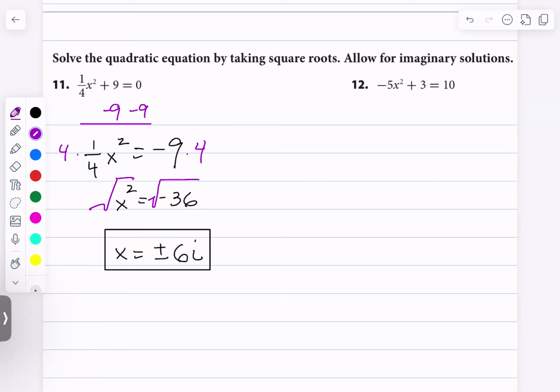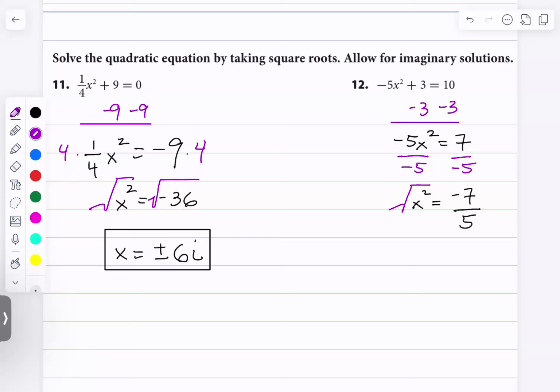Number 12. We're going to subtract 3, subtract 3. And then we're left with negative 5x squared equals 7. Divide by negative 5, divide by negative 5. x squared is going to equal, if you're dividing by a negative number, class, get in the habit of putting the negative in the numerator. Okay? That's just good math practice.